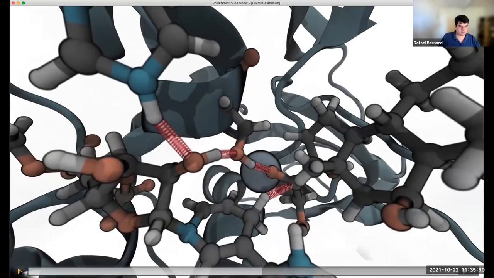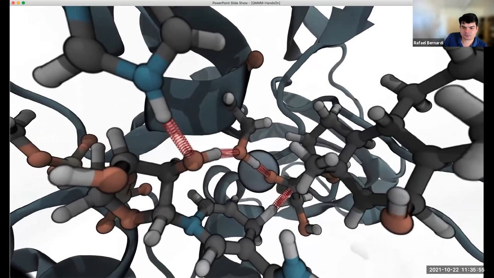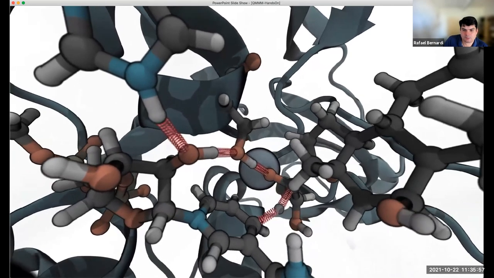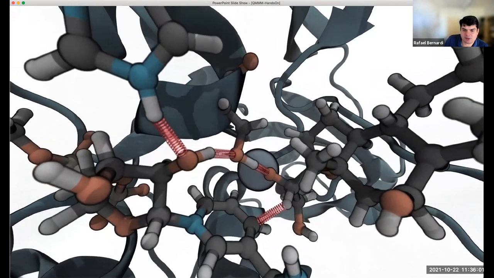Reaction here. You're going to see that this first proton jumps there. Then the second one is going to be this one here.